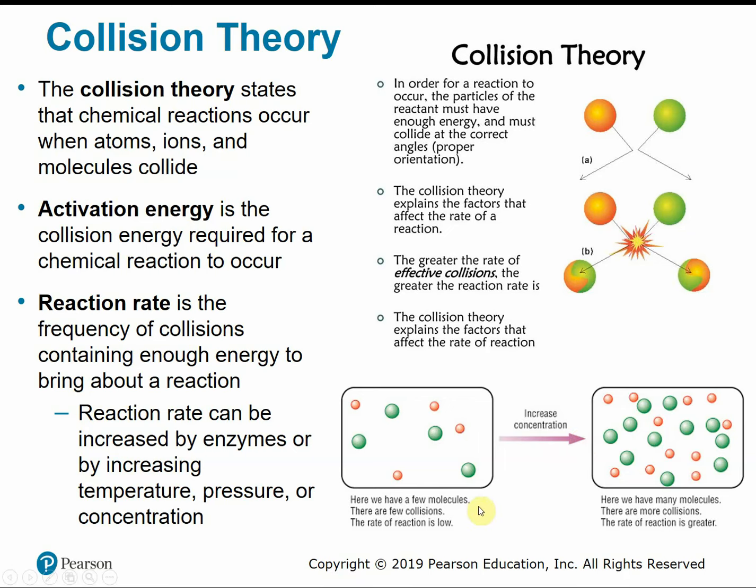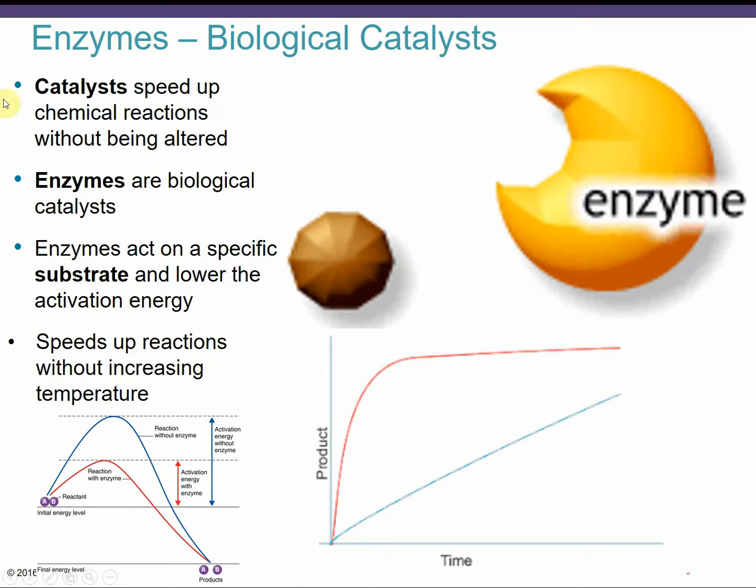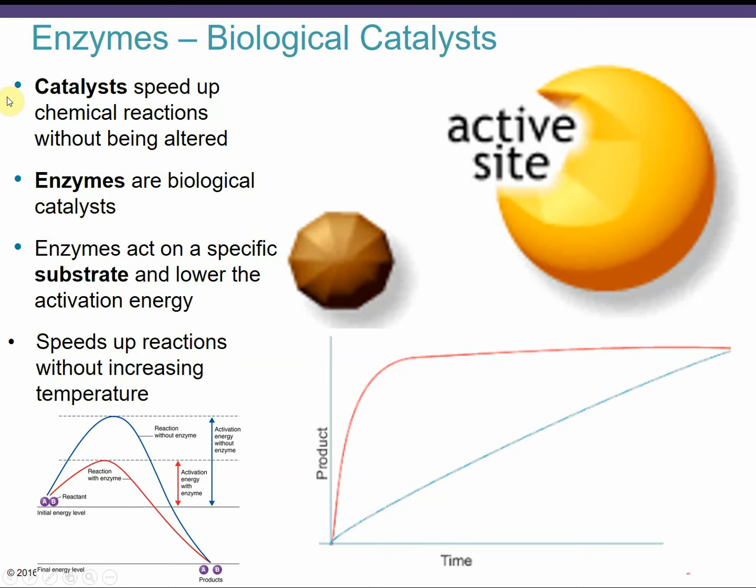In this example, we have a few molecules, so they're pretty spaced apart. There's not as many, so there's not as much opportunity for them to interact and collide. So the rate of reaction is low. However, if we increase the concentration, so we have more of these molecules, there'll be a greater chance of collision, and the reaction rate is greater. We said enzymes are biological catalysts. A catalyst is just something that speeds up a chemical reaction.